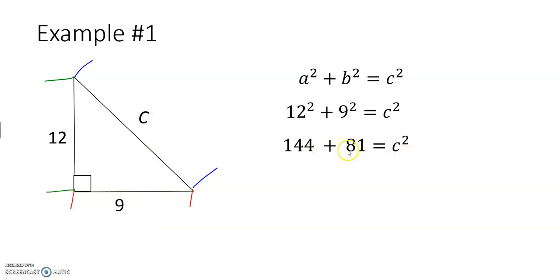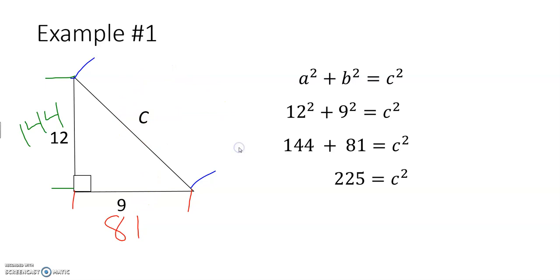So next what we're going to do is go and add these areas. So when we add the 144 from here and we add the 81 from here, that'll actually tell us what the total area is here. And that total area is 225. And so what that means is it's this area of the square.